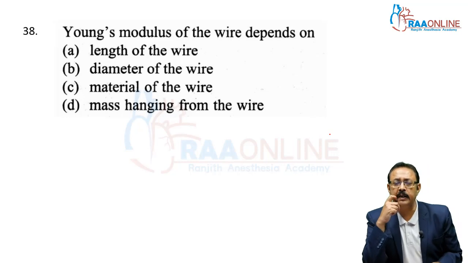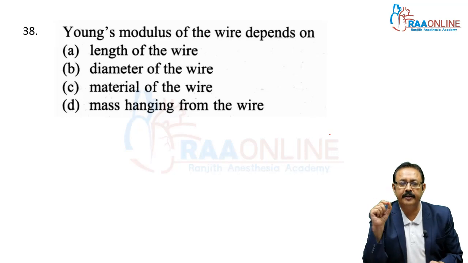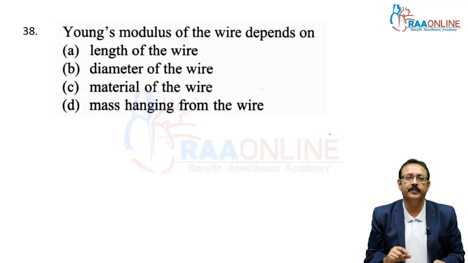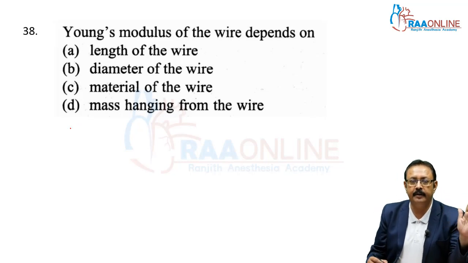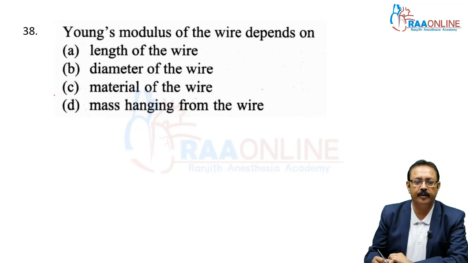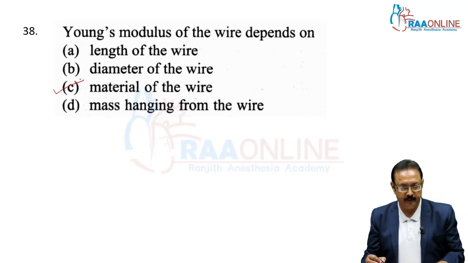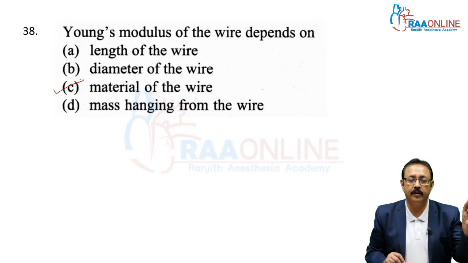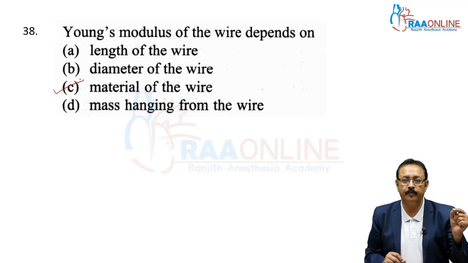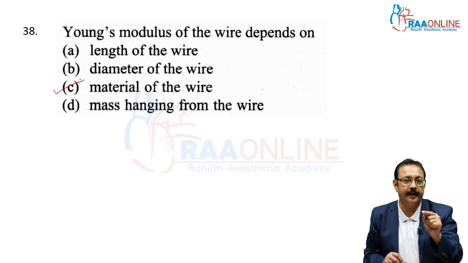38. Young's modulus of the wire depends on length, diameter, material, mass. I know, and you also know this, Young's modulus is a proportionality constant, it does not depend on the physical quantities which appear there, means M, L, R. It is the property of material only. That's why in every place they are saying Young's modulus of steel, Young's modulus of brass, not Young's modulus of this wire and that wire.